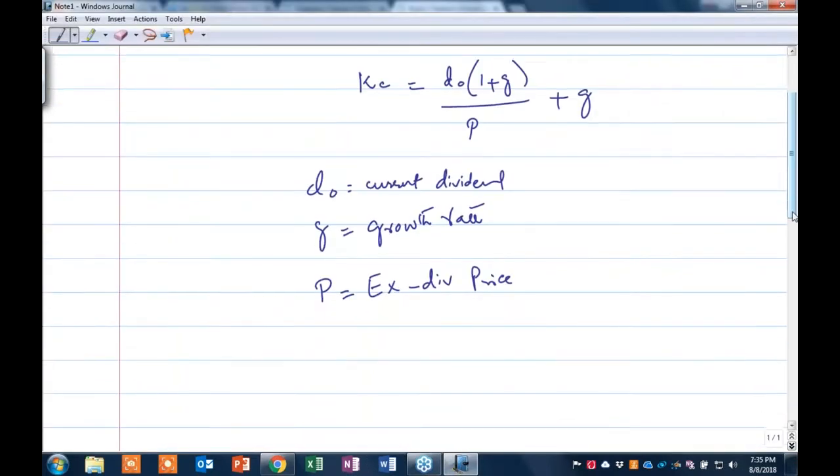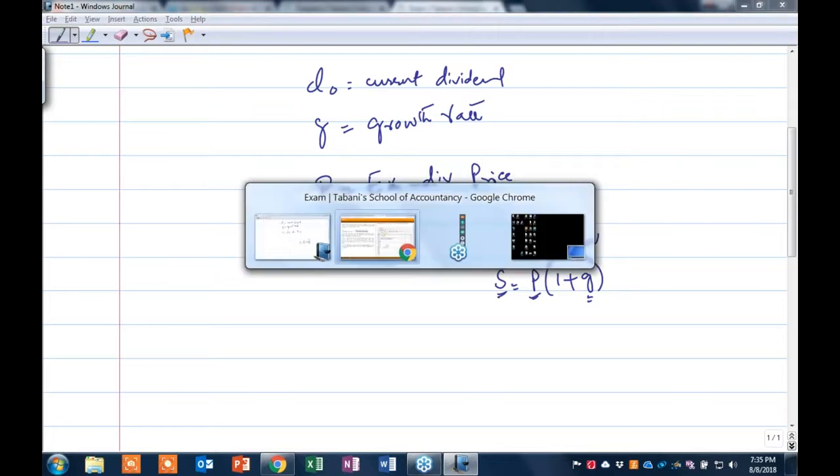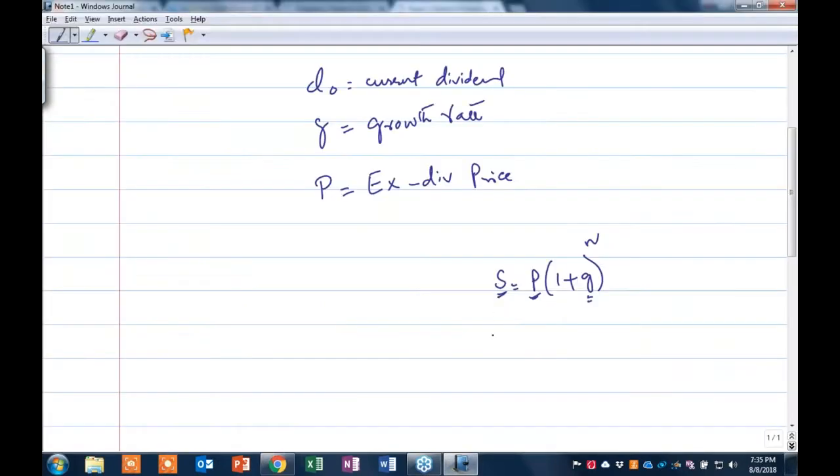It's the same as the compound interest formula, in which we calculate the sum as S equals P into (1 plus R) to the power N. Instead of R, I will write g, for growth. The sum S will be the latest dividend, P will be the earliest dividend given by the examiner, g is what we need to find out, and N will be the number of years between P and S. Looking back to the question, the earliest dividend given is 55.1 cents. So we'll write 55.1 cents as P.